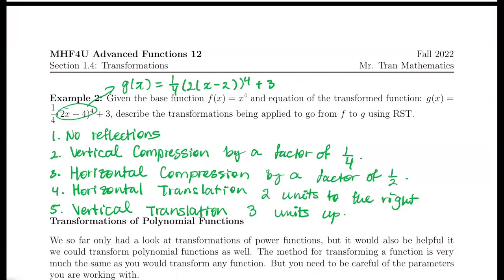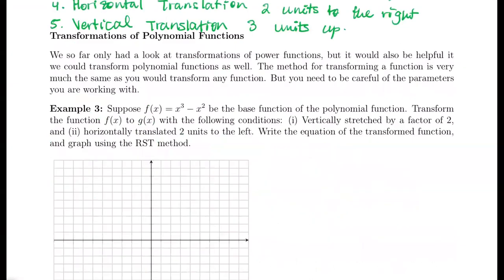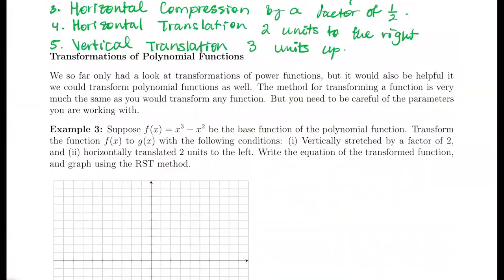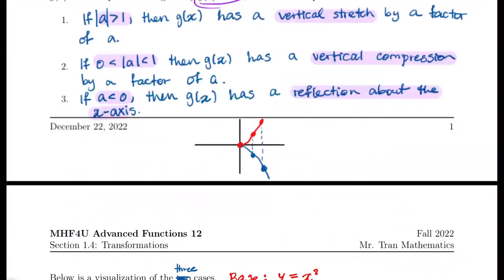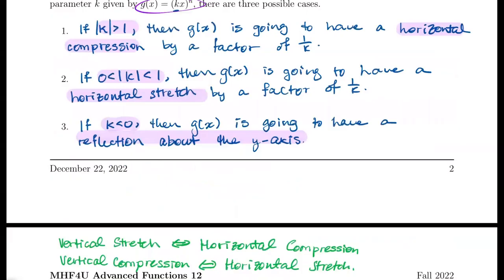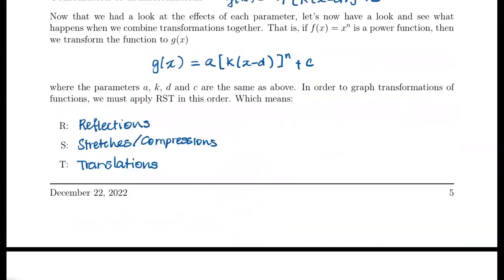Now let's say we want to transform polynomial functions this time. It's sometimes helpful that we would like to graph polynomial functions, but also to be able to transform them. So the method is similar to what we did with power functions. The transformation equation is going to be the same thing. So every x that we have inside here is going to be replaced by k times (x minus d). So that's basically the same idea.